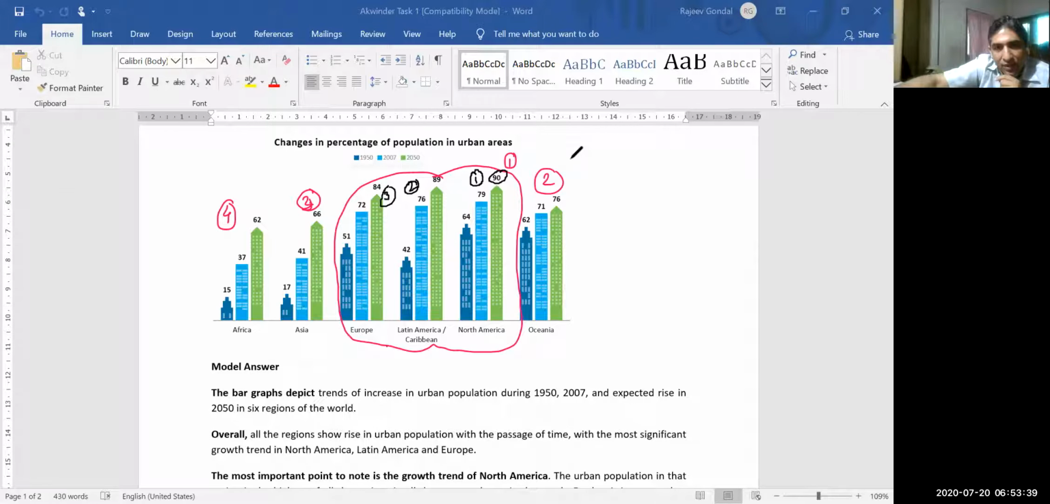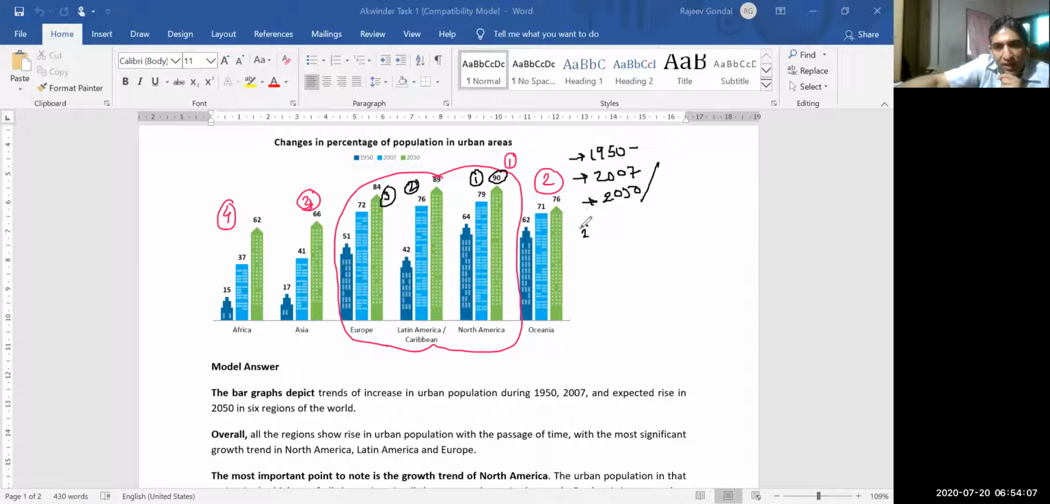So this is one more point here. It talks about 1950, which is the past, 2006 or 2007, which might be the present time, and then 2050, which is the future. So it makes a comparison between all three times, and we have to use past tense as well as future tense to depict the trends. That's one more important point.